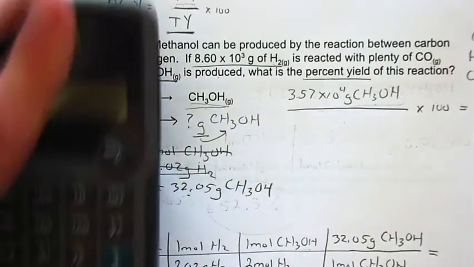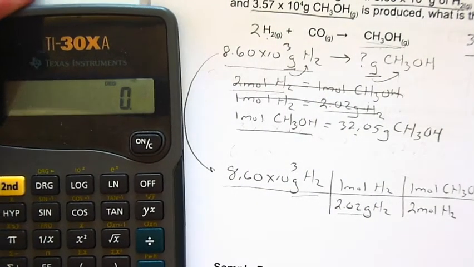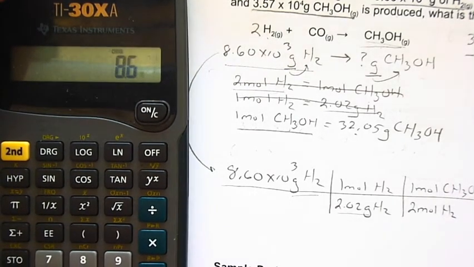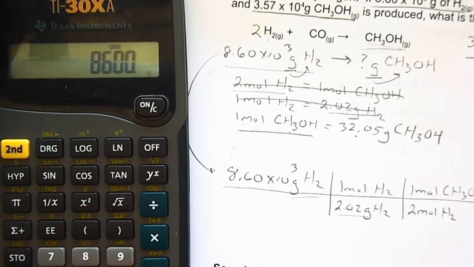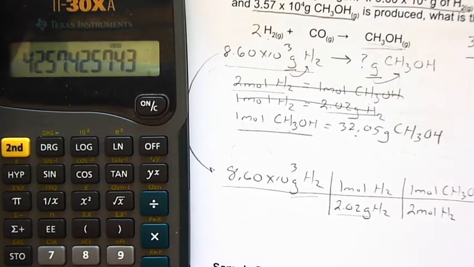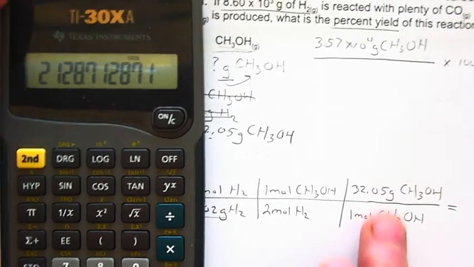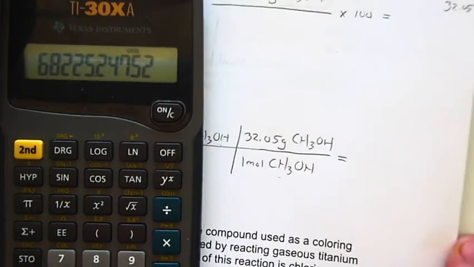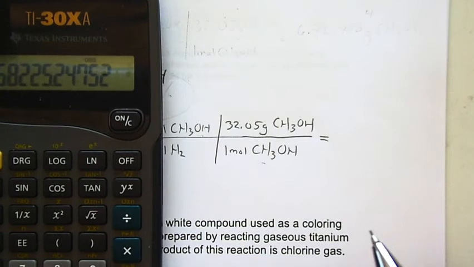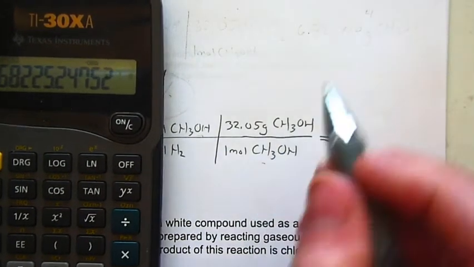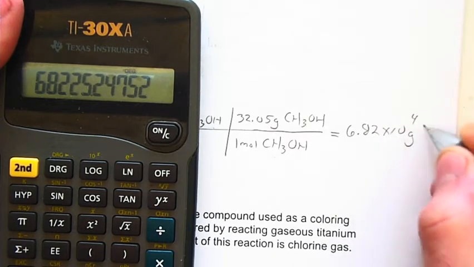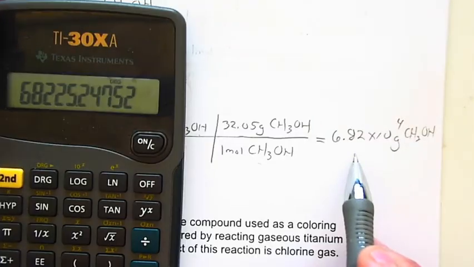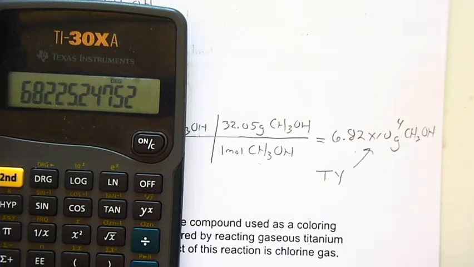Using our calculator, numbers on top we multiply, numbers on the bottom we divide. So we have 8.60 EE 3. It's on the bottom, so we divide by 2.02, divide by 2, times 32.05, equals. Now we want this in scientific notation and in correct number of significant figures. So we have 3 significant figures in our starting point, so we want to have 3 significant figures in our answer. So we have 6.82 times 10 to the 4th grams of methanol. Now this is the amount that theoretically should have been produced. So that is our theoretical yield.